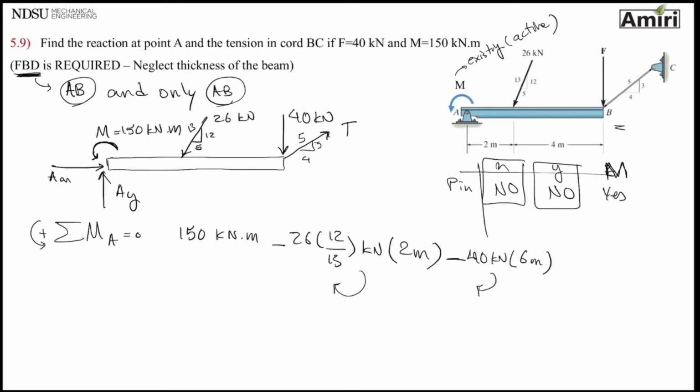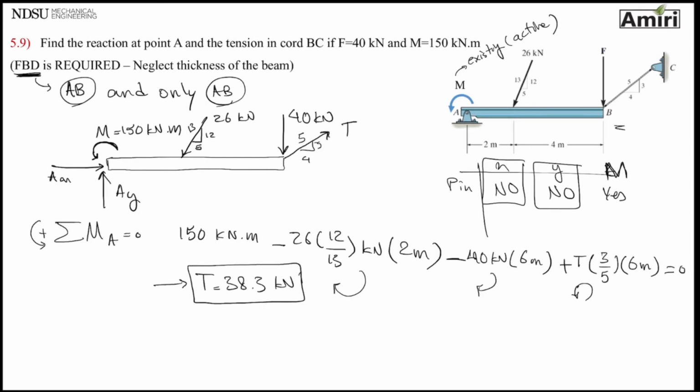And then I have a tension, which I only care about the vertical component because the x component of it goes through point A. So it's going to be T, the vertical component is 3 over 5, at a distance of, that one is also 6 meters. And that one is rotating my beam this way, so that's a plus. And there we go. The only unknown here is T, which I'm going to get 38.3 kilonewton.